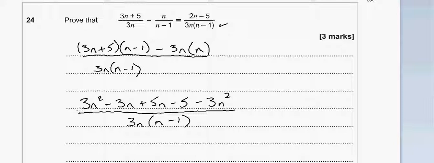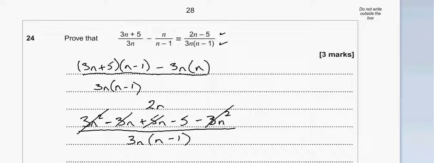So now all we need to do is tidy this up. Now n squareds, I've got plus 3n squared and minus 3n squared, so they cancel one another out. Now minus 3n plus 5n leaves me 2n, and I'm left with the minus 5, which is what we want. So 2n minus 5 all over 3n times n minus 1. And we've proven that it does indeed make that.